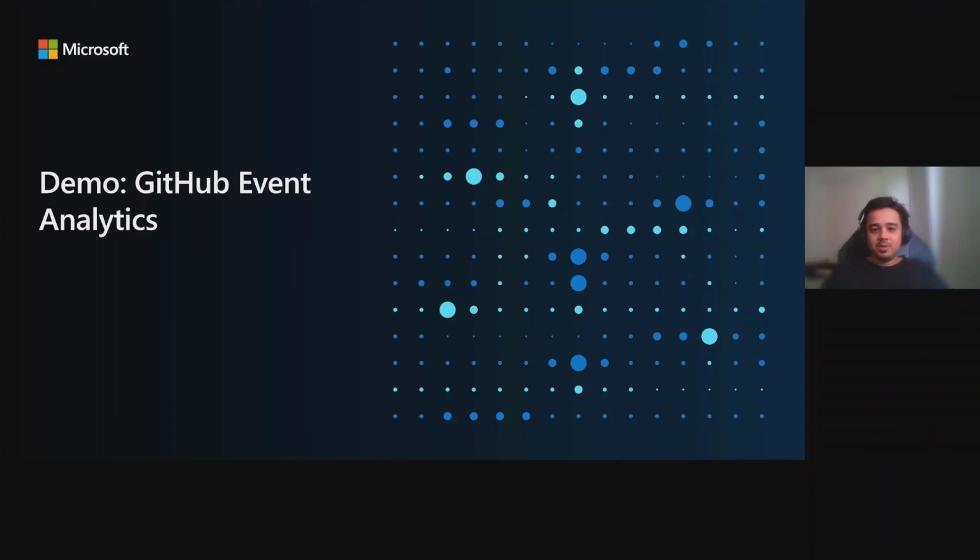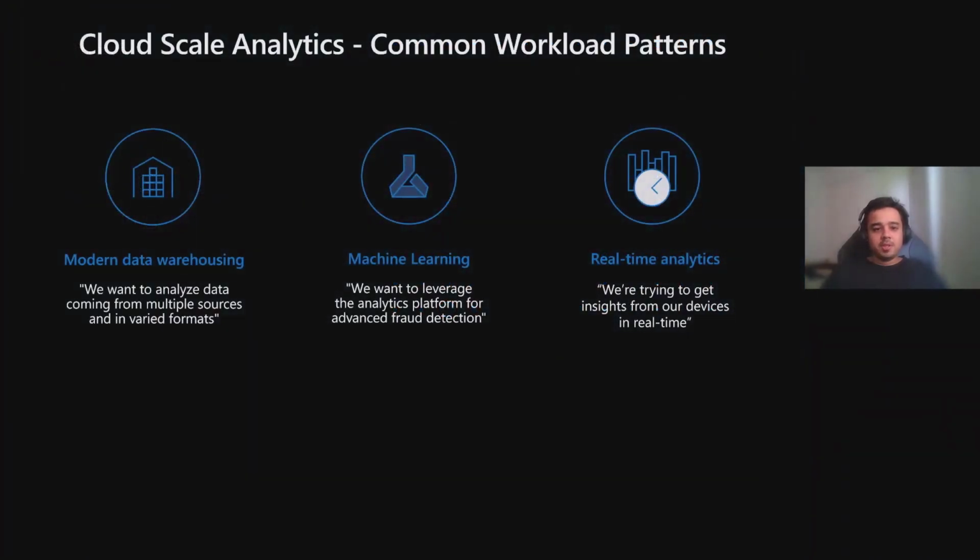So coming back from the demo, now let's talk about some of the common cloud scale analytics patterns and where ADX fits in, and also some of the common customer scenarios. There are three broad common workload patterns when it comes to data analytics. The first one is your traditional modern data warehousing, wherein you have curated data models and ETLs to transform data into those curated data models, which also deals with unstructured data. The problem statement would typically be: we want to analyze data coming from multiple sources and in varied formats.